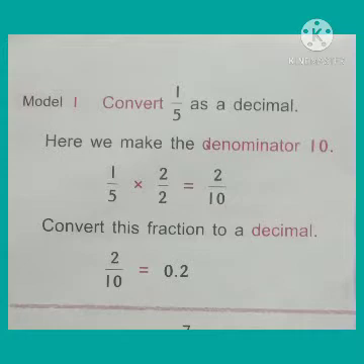Again, now we have to convert that number into a decimal number. 2 by 10 is a fractional number, no? Now here we have to convert that number into which number? Decimal number. So now it is easy to find out, no? See here, children, 2 by 10 is equal to 0.2. Here the denominator is 10, no? That's why after the point also only one number is there.